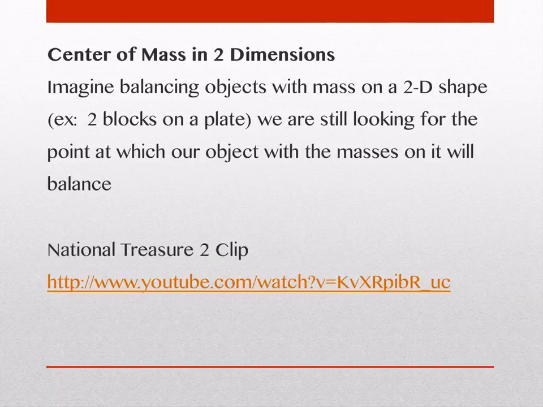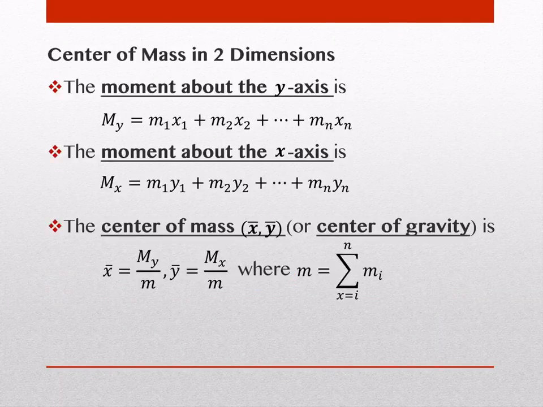So what we're doing in our center, when we do this with 2 dimensions, is we have to do the moment about the y-axis and the moment about the x-axis. So the moment about the y-axis and the moment about the x-axis individually look very much like the equations that we saw earlier for the moment all by itself. So take a look. The moment about the y-axis, m sub y, is each of the masses times the x distance. And the moment about the x-axis is each of the masses times the y distance.